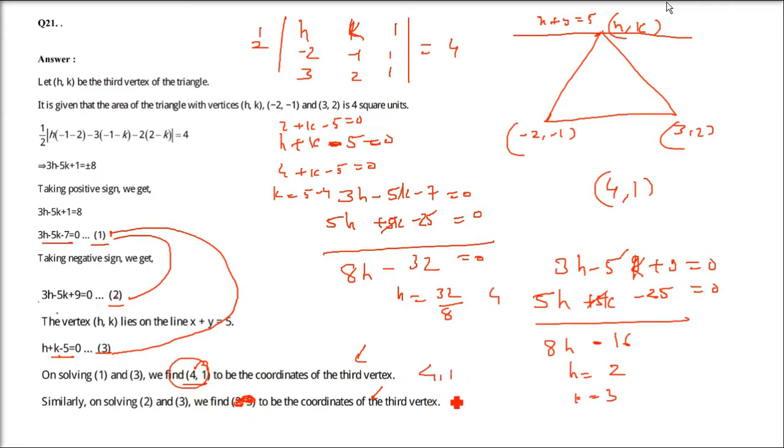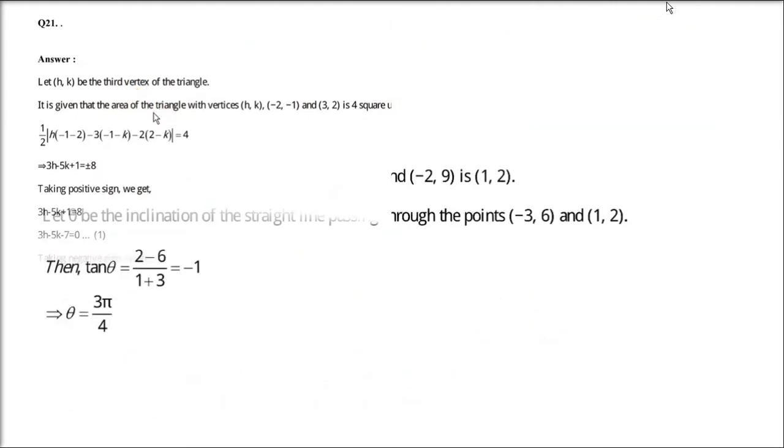So 4, 1 and 2, 3 is the answer, which is not given in the option. Okay. It's not given in the solution. So I don't know what to do with this, because either it can be solved in some other way, or we have to revisit this question. We have to revisit this question, because the answer which we have tried is not coming. But from my side, it's 4, 1 and 2, 3 from my side. Okay, it can be different for other approach.